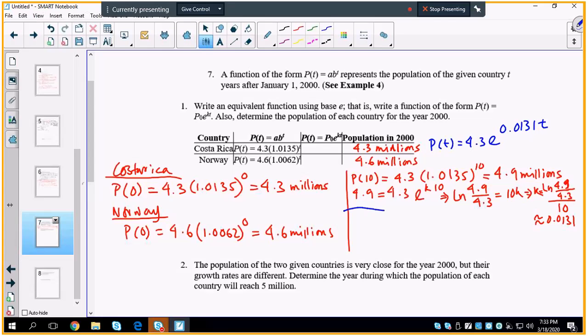Let's do the work for Norway now. Do the same thing, find p of 10 from the given equation. So you get 4.6 times 1.0062 whole to the power 10. So let's find this number in our calculator, and then we're going to round it to the nearest tenth.